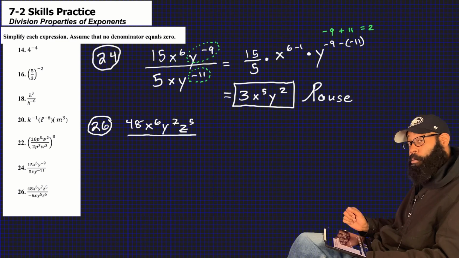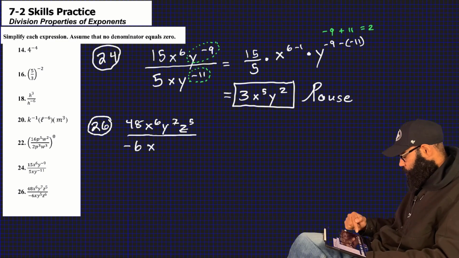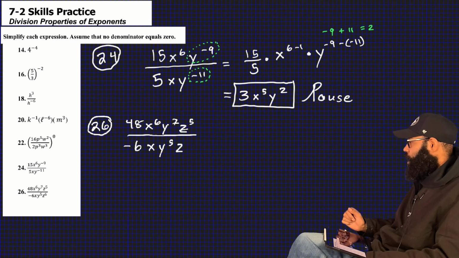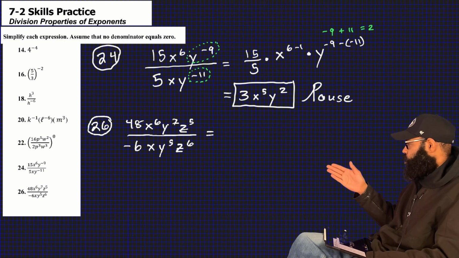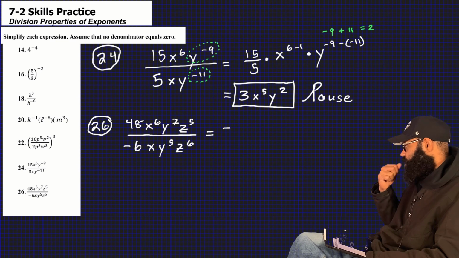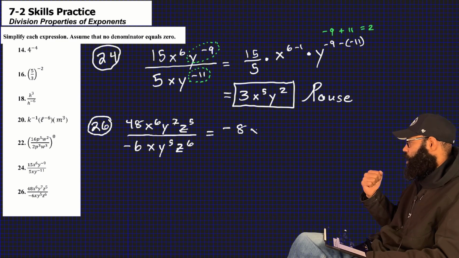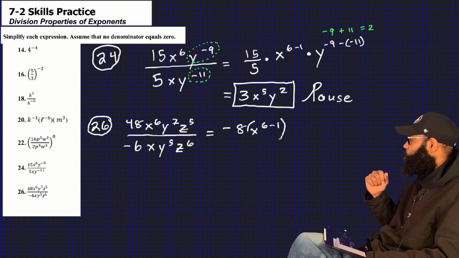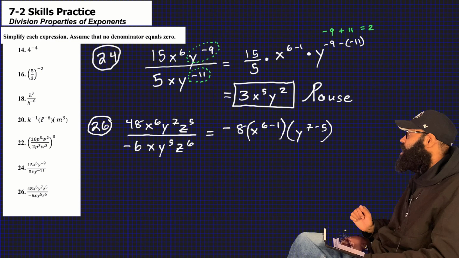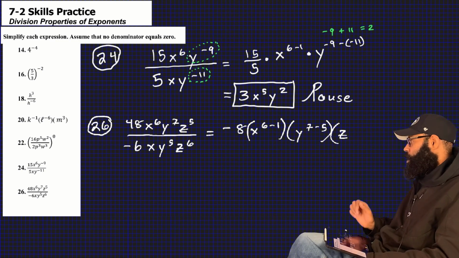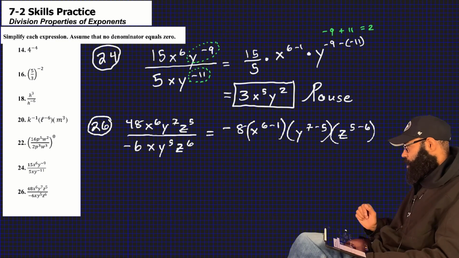Number 26, more practice, right? So in this practice round, guys, it looks like I don't have any negative exponents, but since there's so much, I think the rule will work best. Start with my coefficients. 48 divided by negative 6, I'm going to leave that to negative. Positive divided by negative. 6 goes in 48 8 times. And then x to the 6 minus 1 power. Y to the, and again the grouping symbols to make sure you don't think it's just 6 minus 1. It's y to the 7 minus 5. Z to the 5 minus 6.